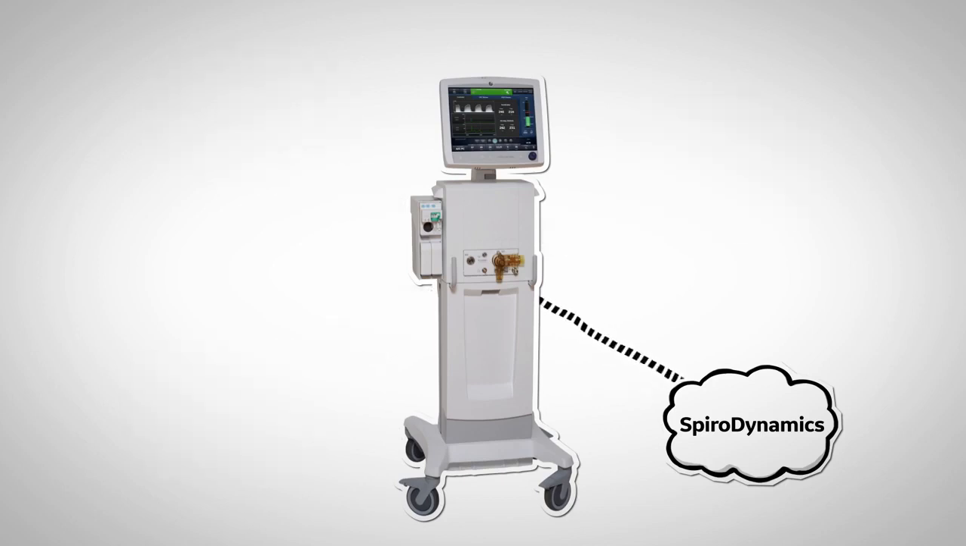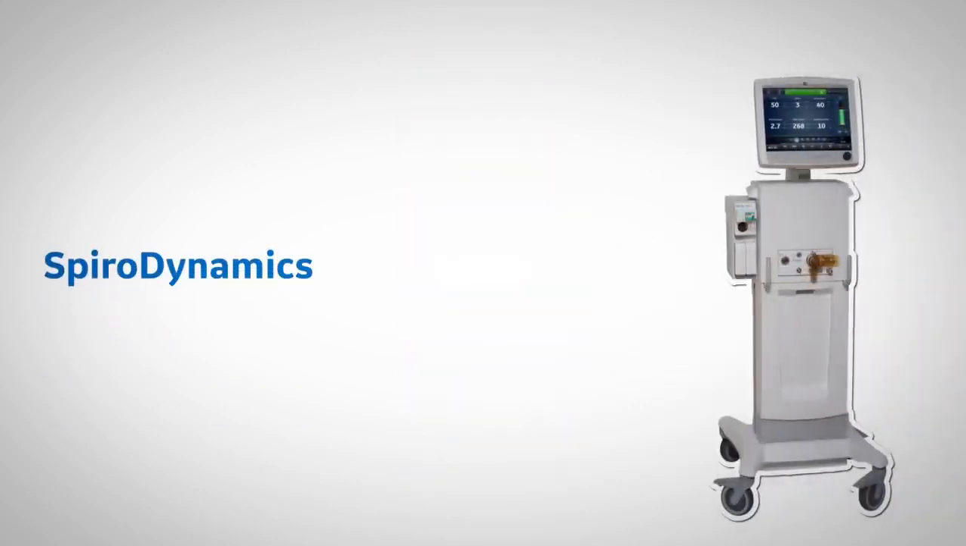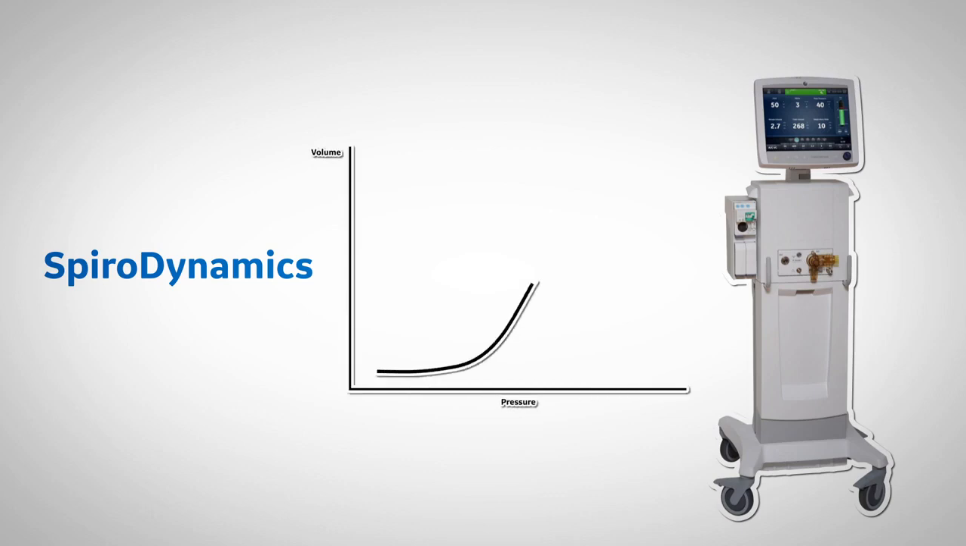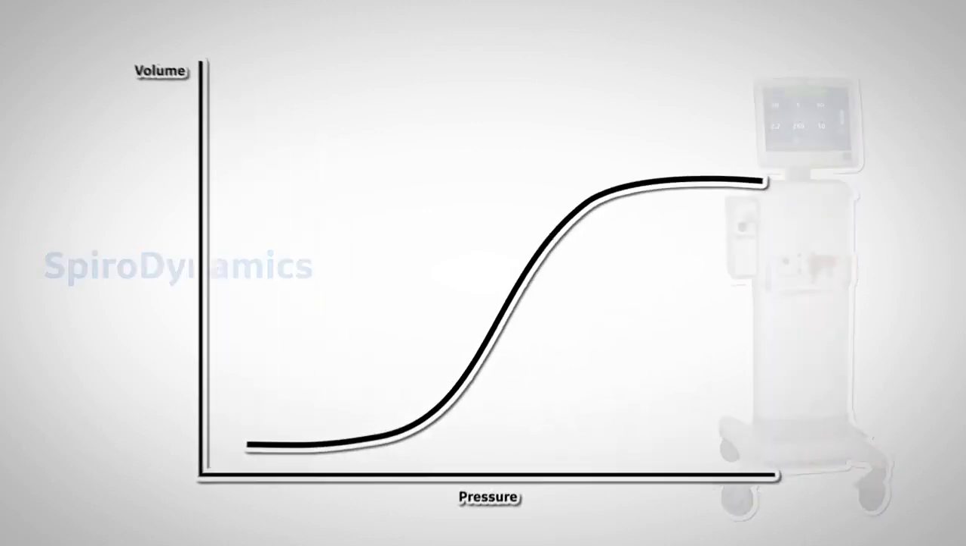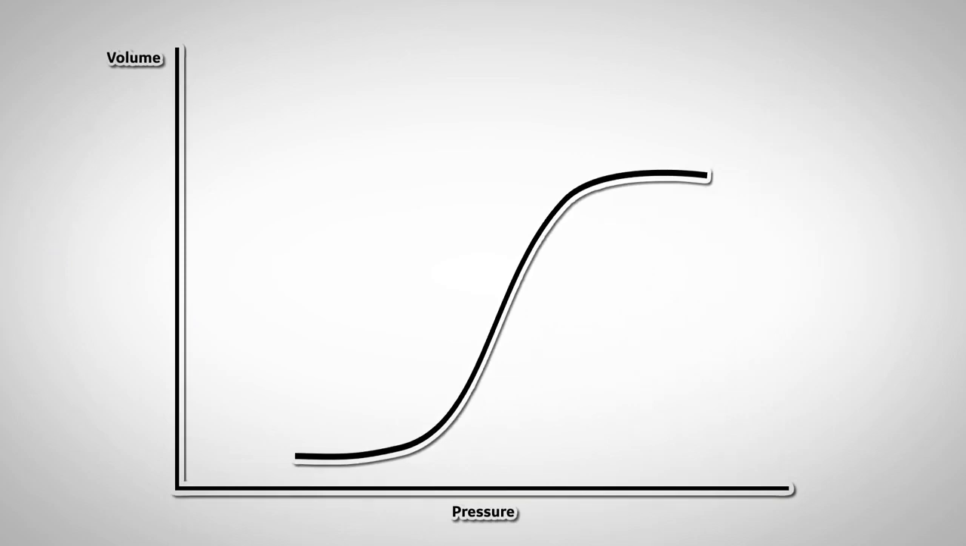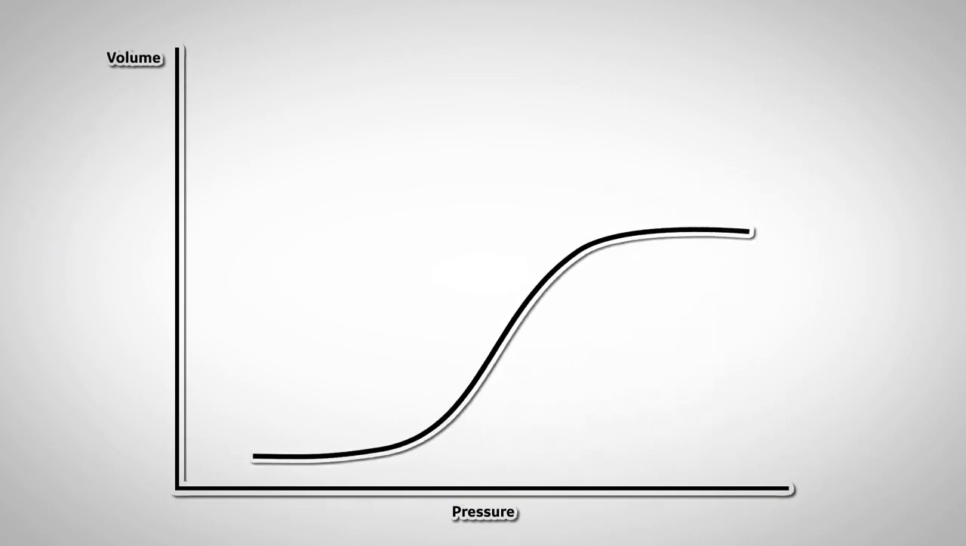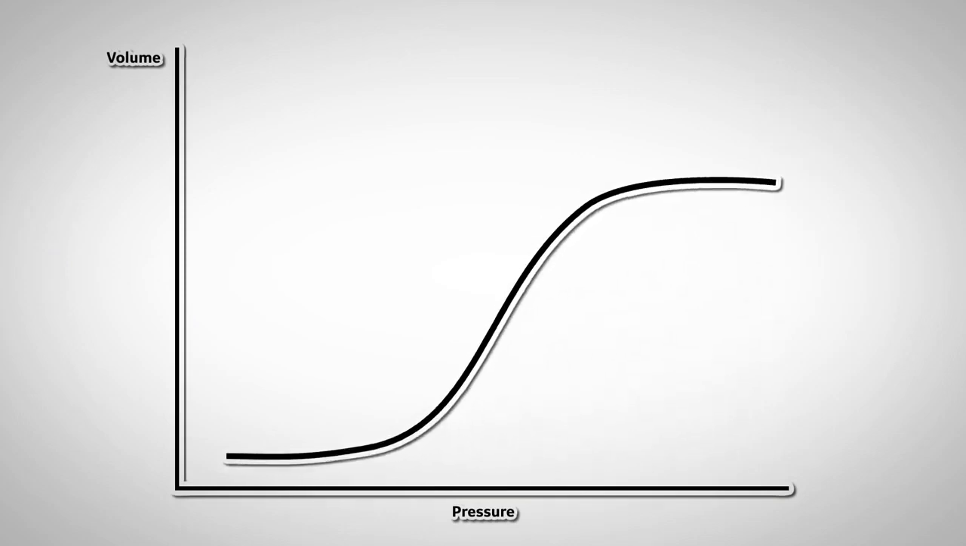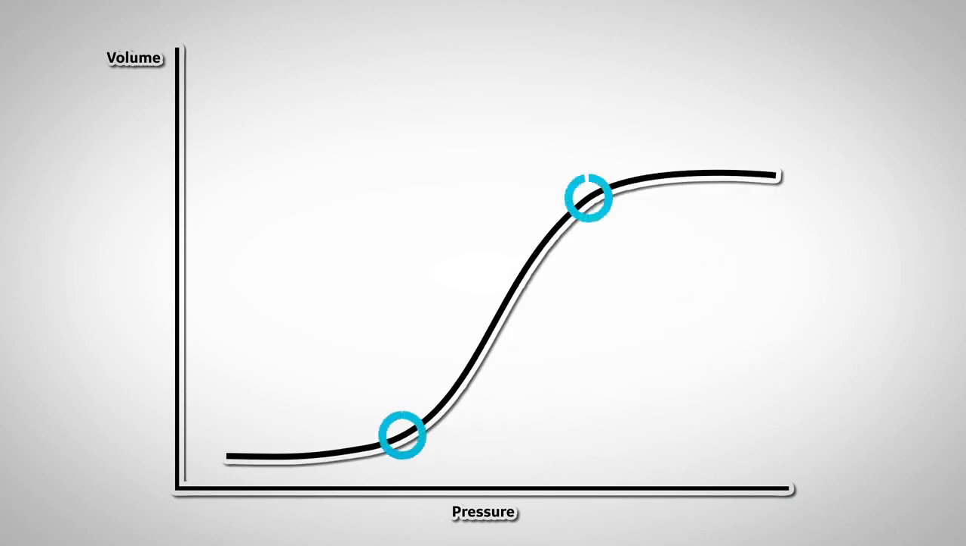Let's get started. Spirodynamics is a CARESCAPE R860 clinical decision support tool which draws a dynamic pressure volume curve, breath by breath, regardless of the volume or pressure control modes of ventilation. The use of the pressure volume curve can help to identify changes in compliance by showing changes in volume over changes in pressure. There are two important areas to point out on the pressure volume curve.